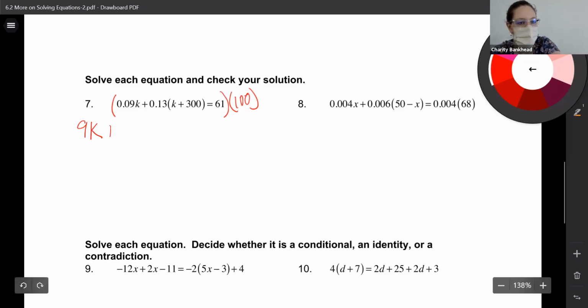And then plus, 100 times 0.13, that would just be 13. Okay, and this whole thing right here is one term. So when we've already multiplied 100 times the 0.13, we don't need to multiply it with what's in the parentheses yet. The part in the parentheses, K plus 300, is just going to stay the same. Equals, and then 61 times 100, so that's just going to be 6,100.